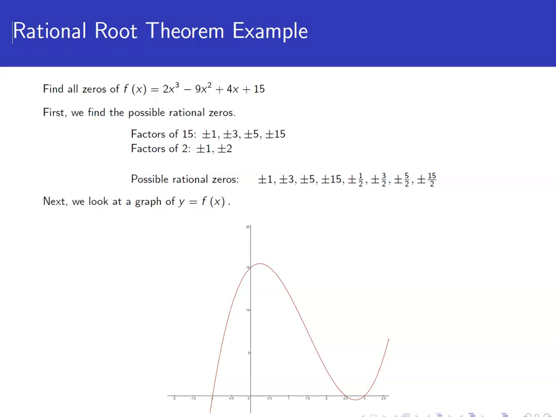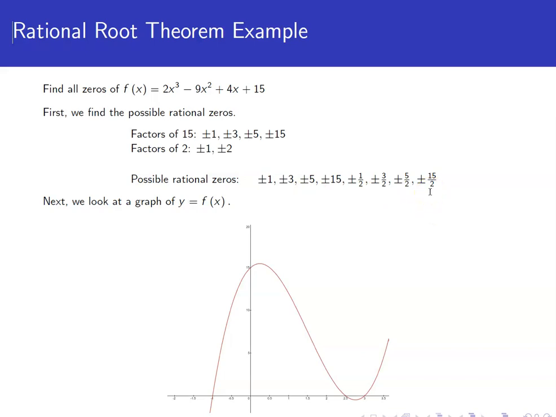The factors of 15 are 1, 3, 5, and 15. We can use plus or minus any of those. The factors of 2 are 1 and 2. So we make all the possible fractions using these as our numerators and these as our denominators. So these first 4 represent the factors of 15 over 1. The second 4 represent the factors of 15 over 2. We've got 16 possible rational roots. That would be a lot to test.